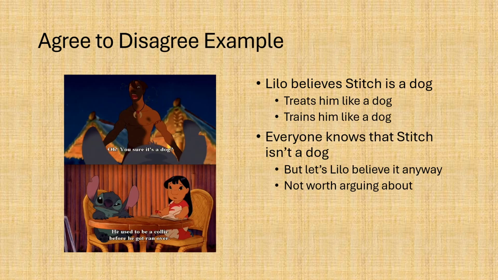So a quick example of this is in the movie Lilo and Stitch, right? Lilo believes that Stitch is a dog. She goes to adopt a dog. She treats him like a dog. She trains him throughout the movie. Here she says he used to be a collie before he got run over. Everyone in the movie knows that Stitch isn't a dog. It's the running gag: "That's an ugly looking dog. Are you sure it's a dog?" But they let Lilo believe it anyway, because it's not worth arguing with a little kid about that. Just let her believe it's a dog. It's not worth it. They're fine. And obviously we get a really great movie out of that.